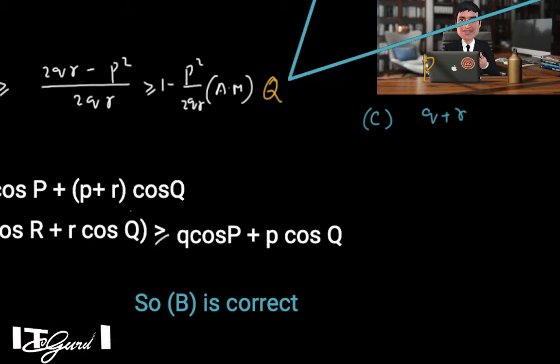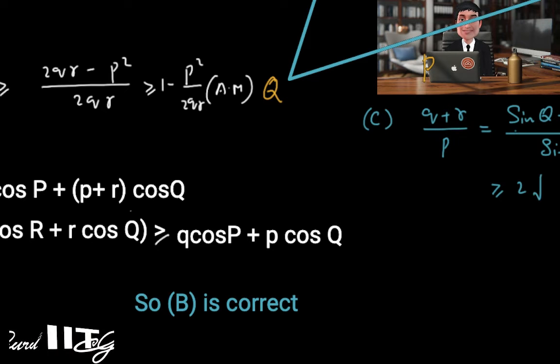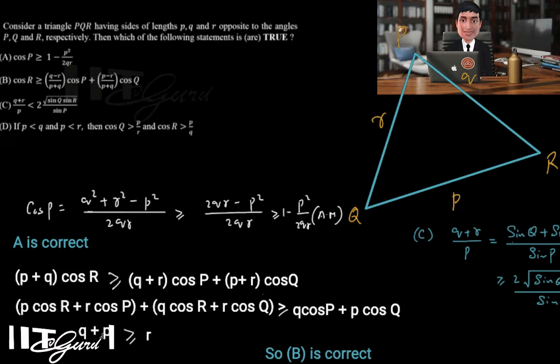So Q plus R by 2, if we use the sine rule here, then we can say sine Q plus sine R divided by, instead of P, we can say sine P, and the constant part is cancelled. So we can apply here the AM-GM inequality once again: greater or equal to 2 times the square root of sine Q into sine R. Fine.